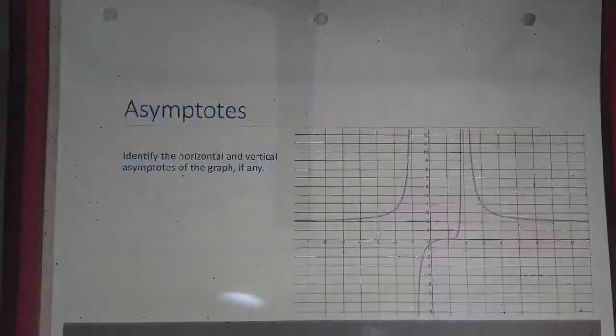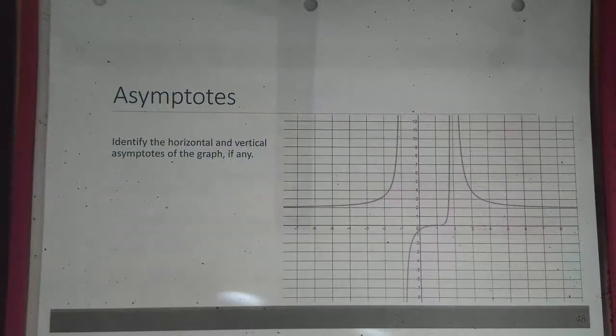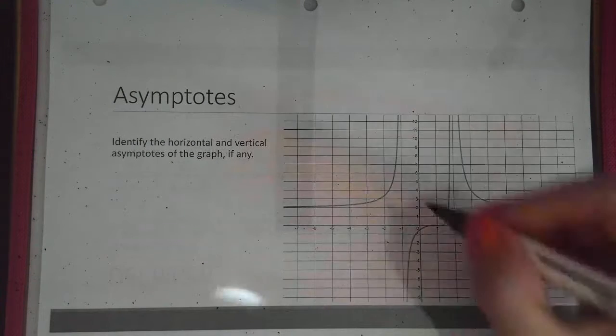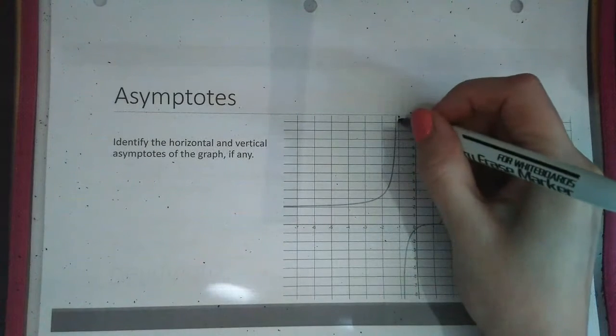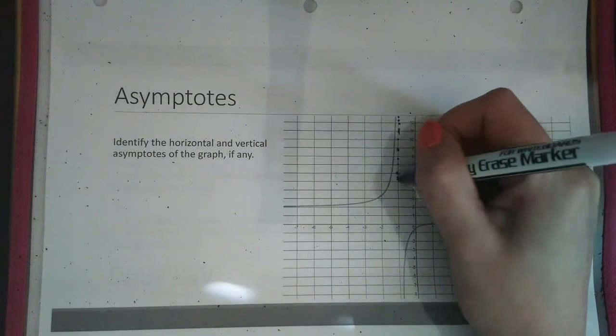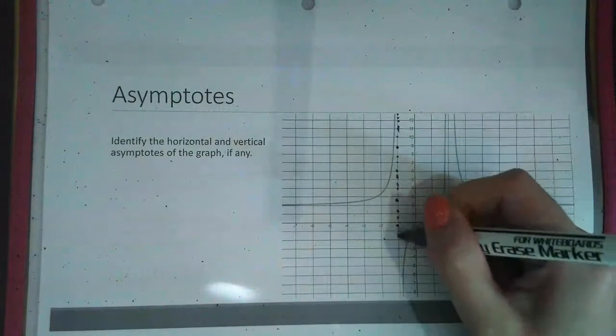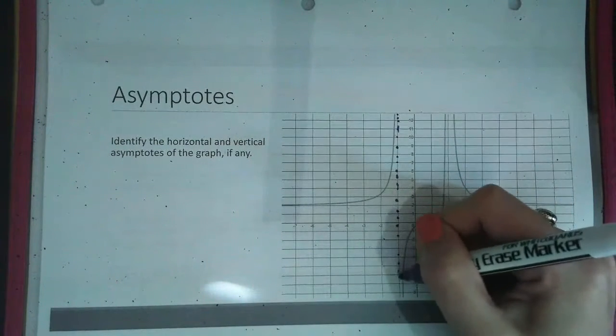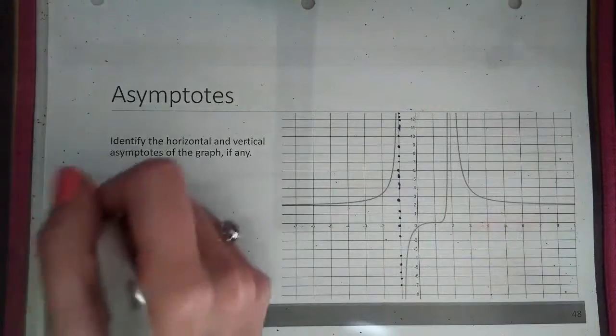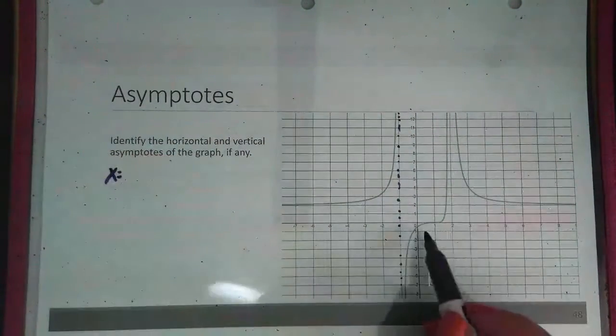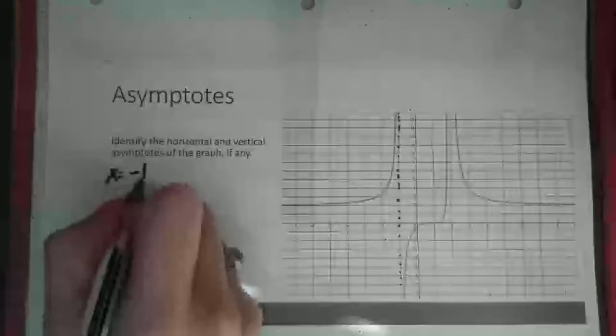So here we have a graph, and we're going to see if we can identify the horizontal and vertical asymptotes, if there are any. I'm going to start with the vertical asymptotes. Vertical asymptotes mean that the function values, or the y values, are going towards positive or negative infinity. Well, I notice that I'm going towards positive infinity as I get really close to this line from the left. And on the right-hand side, they're going towards negative infinity. So this one is going to be a vertical asymptote, and that line is x equals -1.